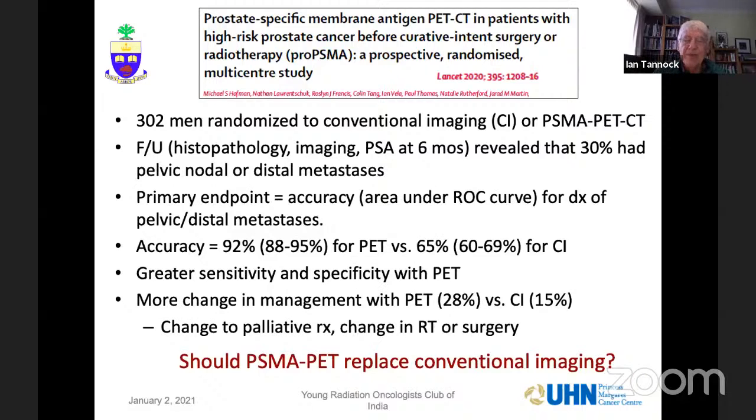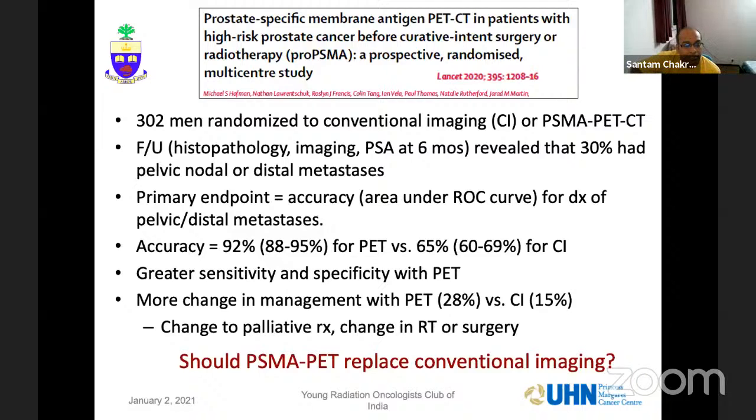So there was greater sensitivity and specificity for PET imaging, and there was more change in management with PET. So 28% of patients had change in either abandoning curative therapy, so not giving surgery or radical radiotherapy, or in changing the surgical operative field or the radiation field, versus 15% with conventional imaging. There's no data on long-term outcomes. So should PSMA PET replace conventional imaging? Who wants to comment on that?